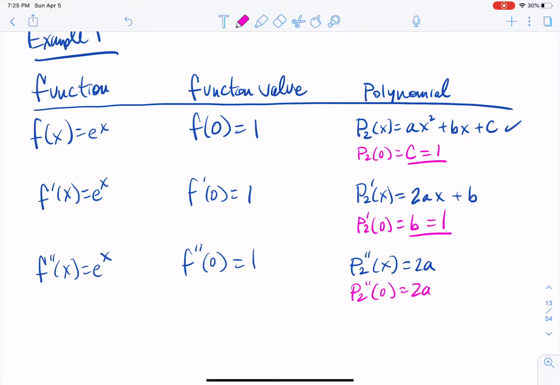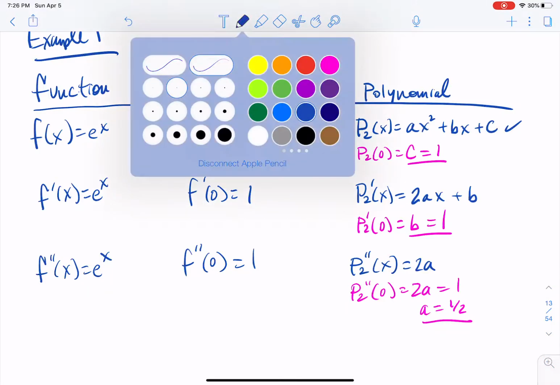I get 2a. There's nowhere to plug in the x. This is supposed to equal 1. Dividing over the 2 gives me a is equal to a half. All right, and now I have enough information to rewrite my second degree Taylor polynomial.